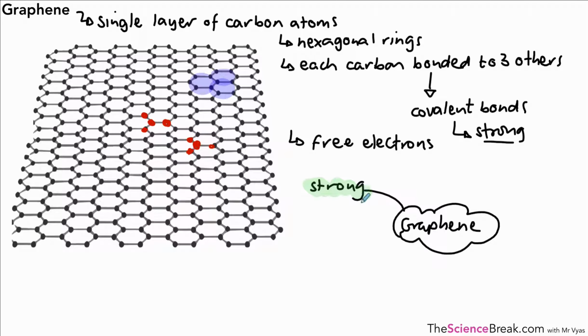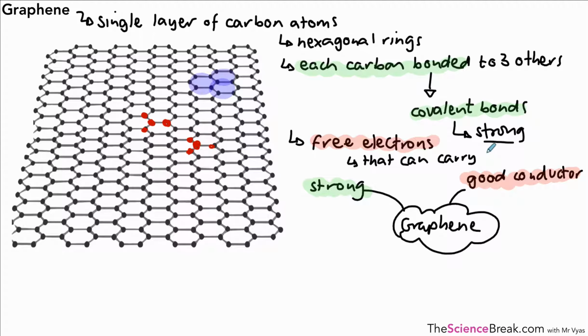So graphene is a very strong substance. So the graphene itself is very strong because each carbon atom has strong covalent bonds holding them together. It's also a good conductor of electricity, and the reason it's a good conductor of electricity is because it has those free electrons. And as you know, free electrons can move through the structure. They can carry a charge through the structure, and therefore this graphene becomes a good conductor.